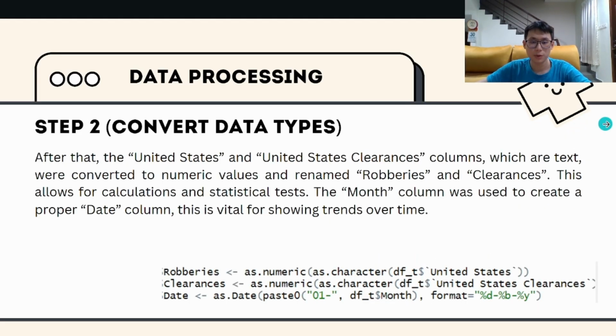Step 2 is converting data types. The United States and United States clearance columns, which were text, were converted to numeric values and renamed robberies and occurrences. This allows for calculations and statistical tests. The month column was used to create a proper dates column, which we do for showing trends over time. And here is the code that we used for the convert data types part.